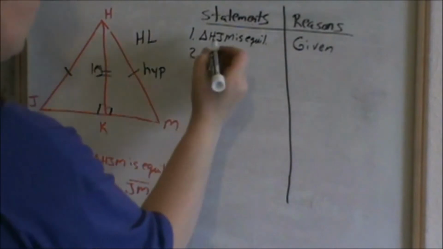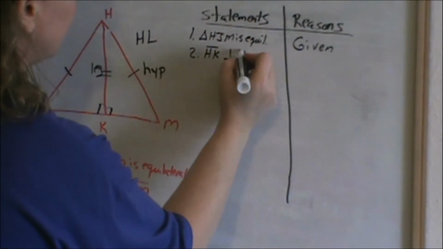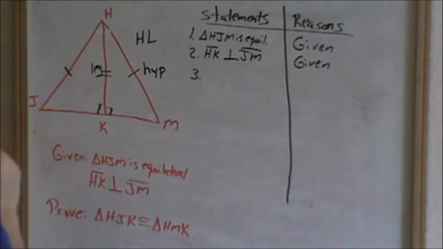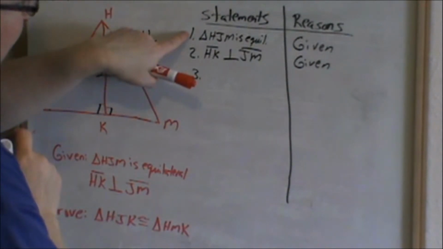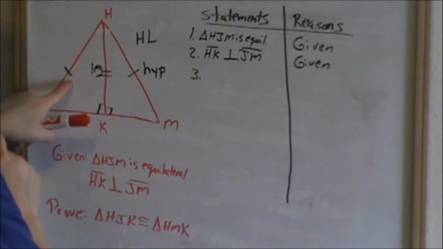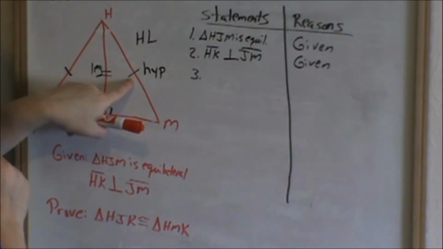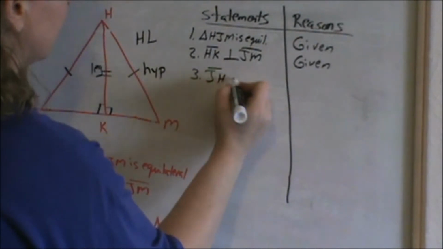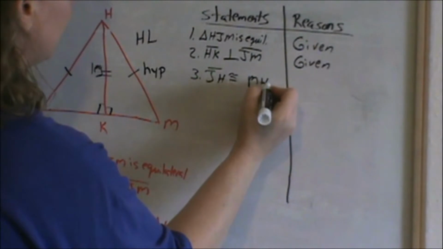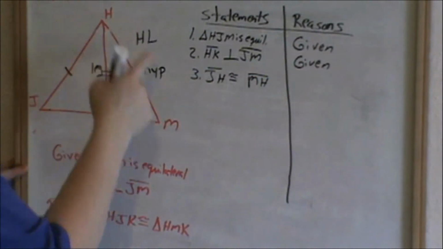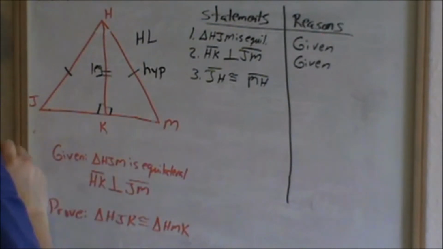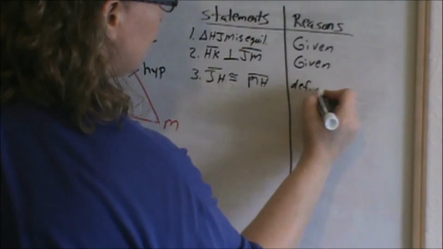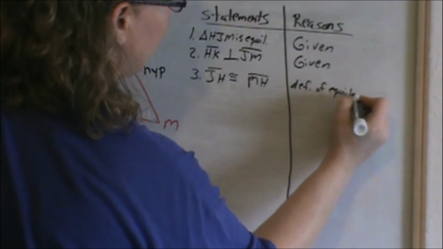Okay, number 2, I was told that HK is perpendicular to JM. How did I know that? It was given. Now, from my given statements, what did I know? From the fact that my triangle is equilateral, that told me that JH was congruent to MH. So I'm going to make that statement. JH is congruent to MH. Remember, if you say J to H, you need to say M to H because J and M correspond. Why? There are so many different things you can put here. I would just put definition of equilateral triangle.